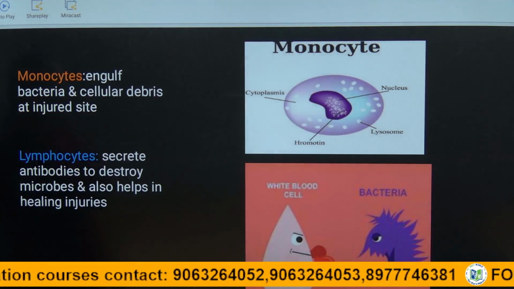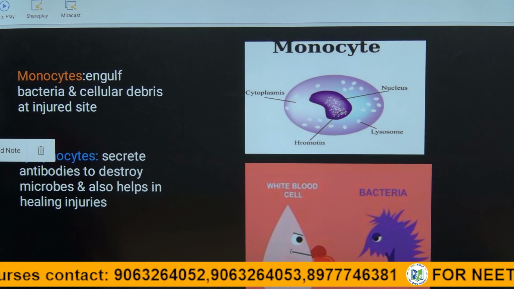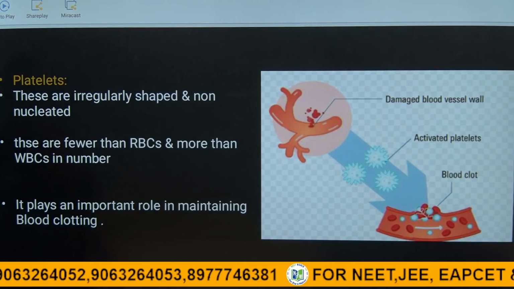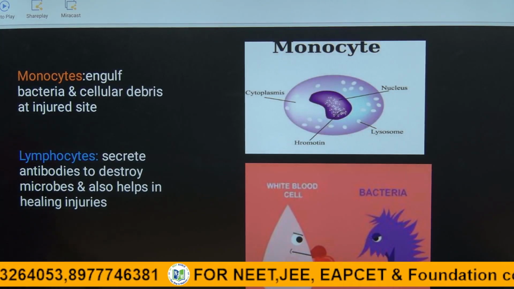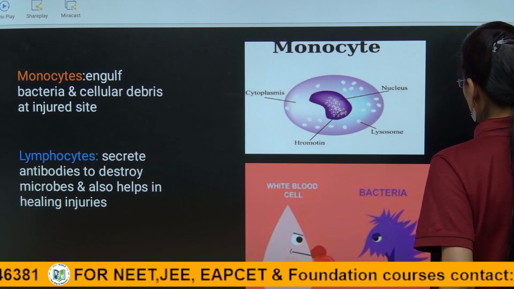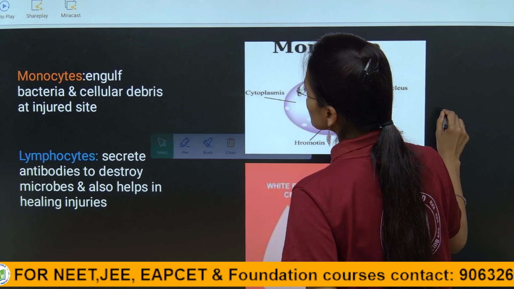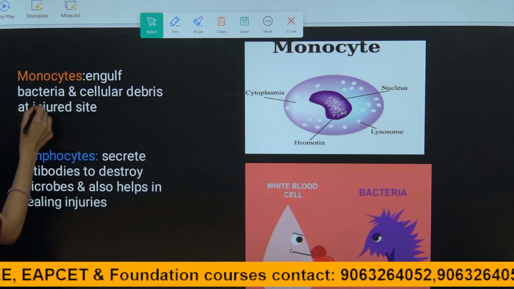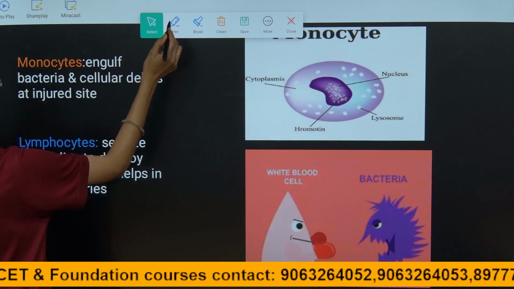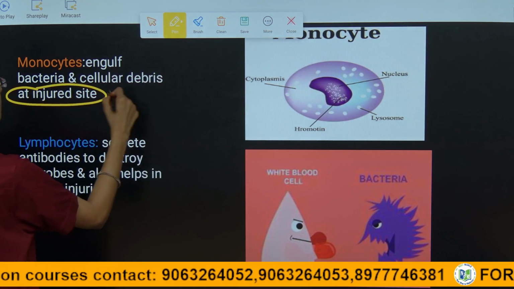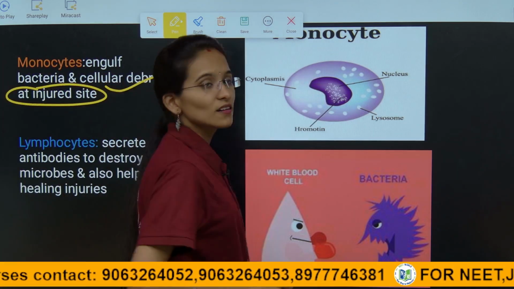So now we will discuss monocytes and lymphocytes. Yes, students. Monocytes are the cells which are going to engulf the bacteria and cellular debris at the injured sites. See, this is actually a monocyte.